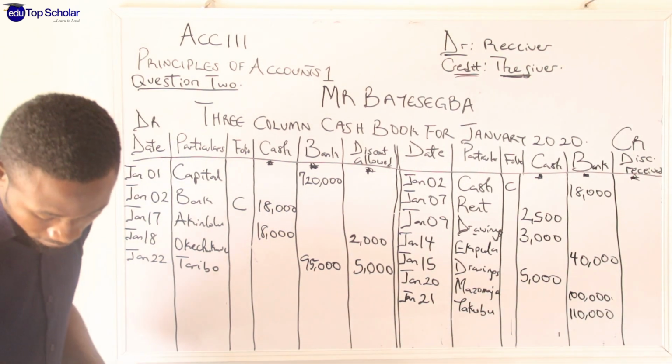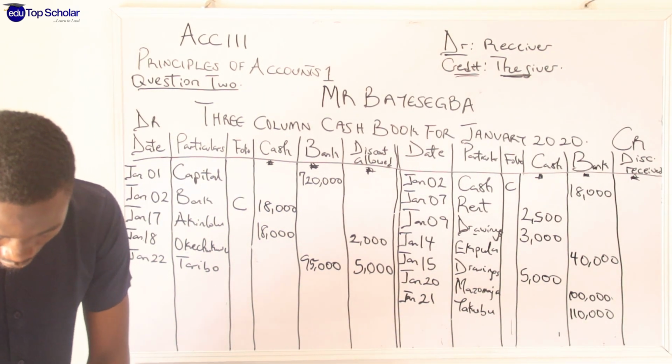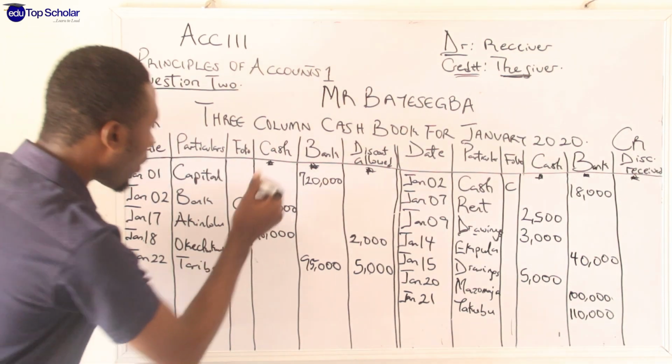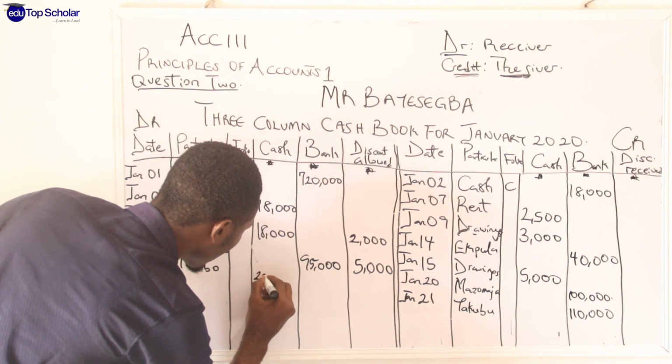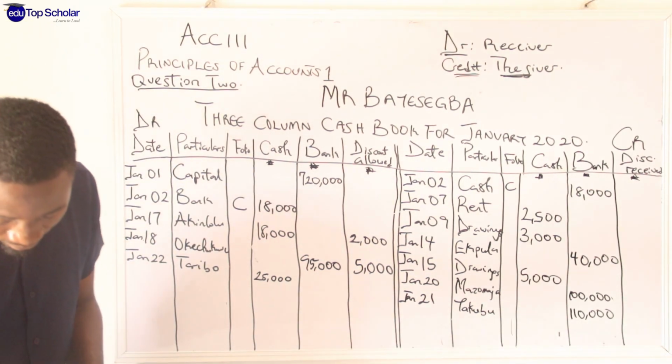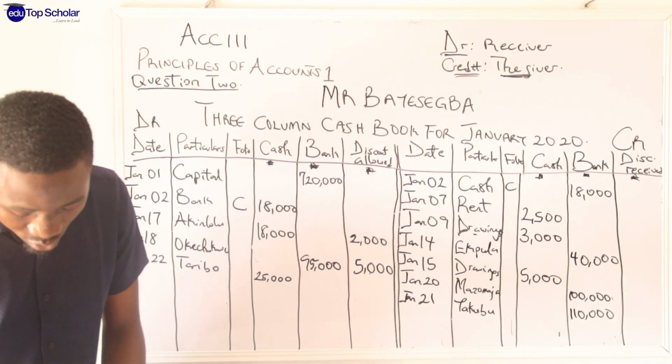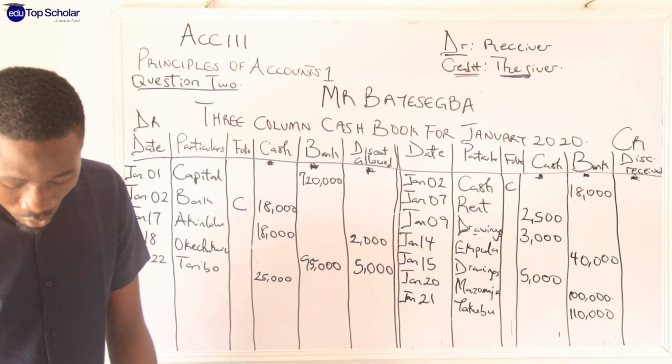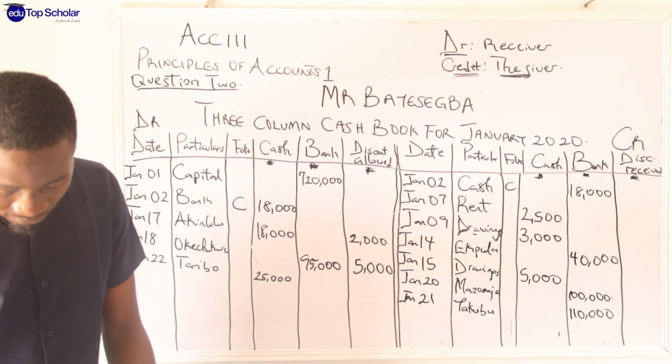Because we received money from Taribo, cash 25,000 naira, it will be recorded under cash as 25,000 naira. So quickly, the next is January 25, goods returned to Bamigbo, 5,000 naira.